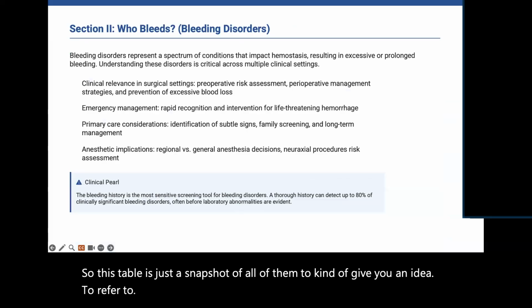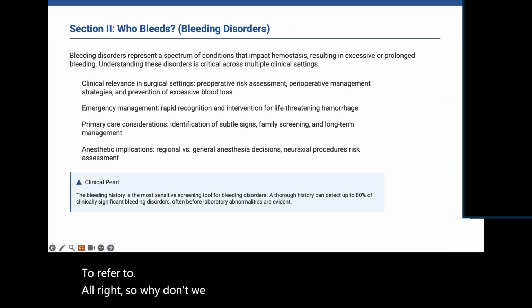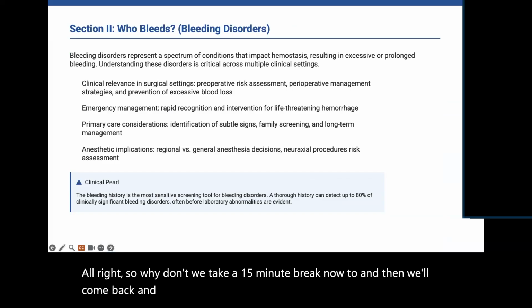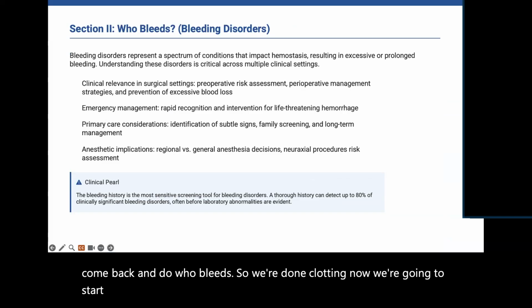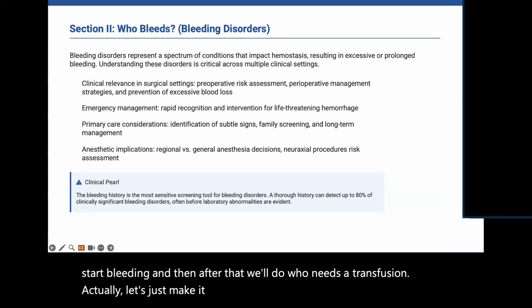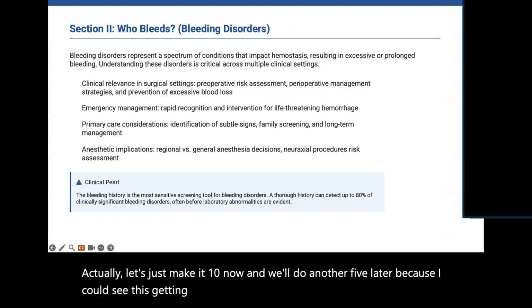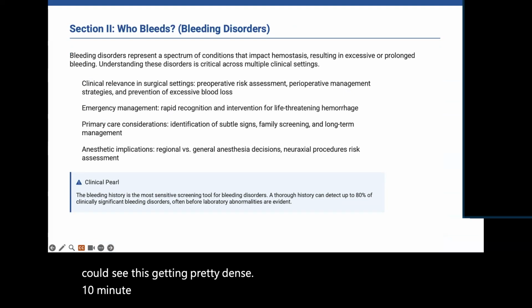All right, so why don't we take a 15-minute break now, and then we'll come back and do who bleeds. So we're done clotting. Now we're going to start bleeding. And then after that, we'll do who needs a transfusion. Actually, let's just make it 10 now, and we'll do another 5 later because I could see this getting pretty dense. 10-minute break.